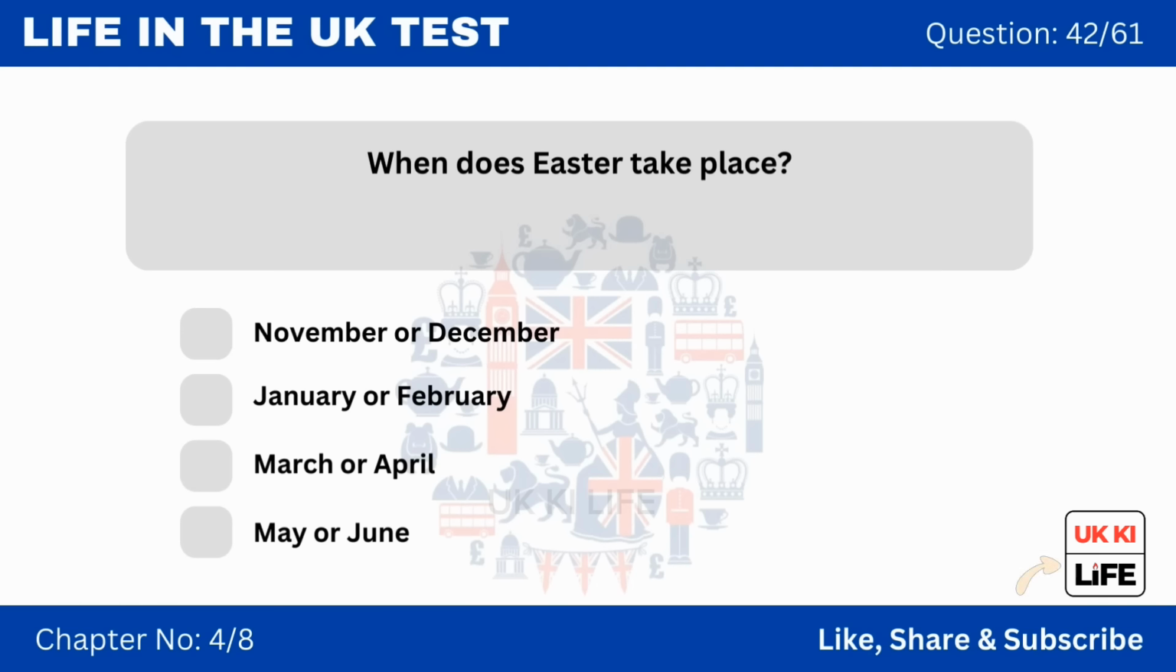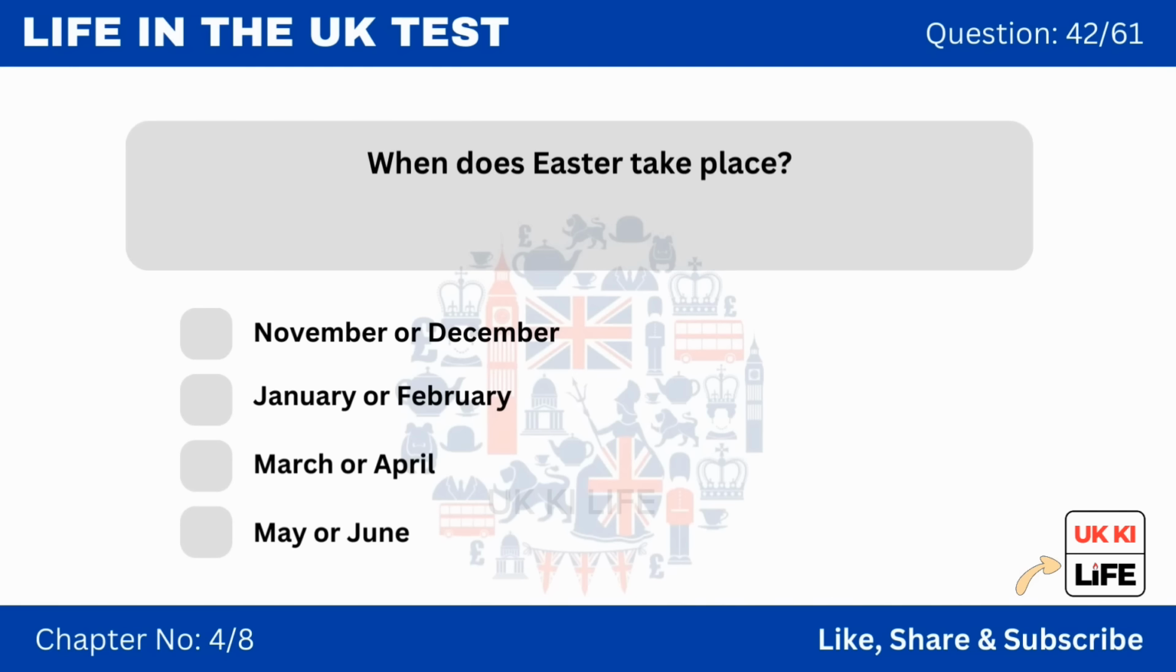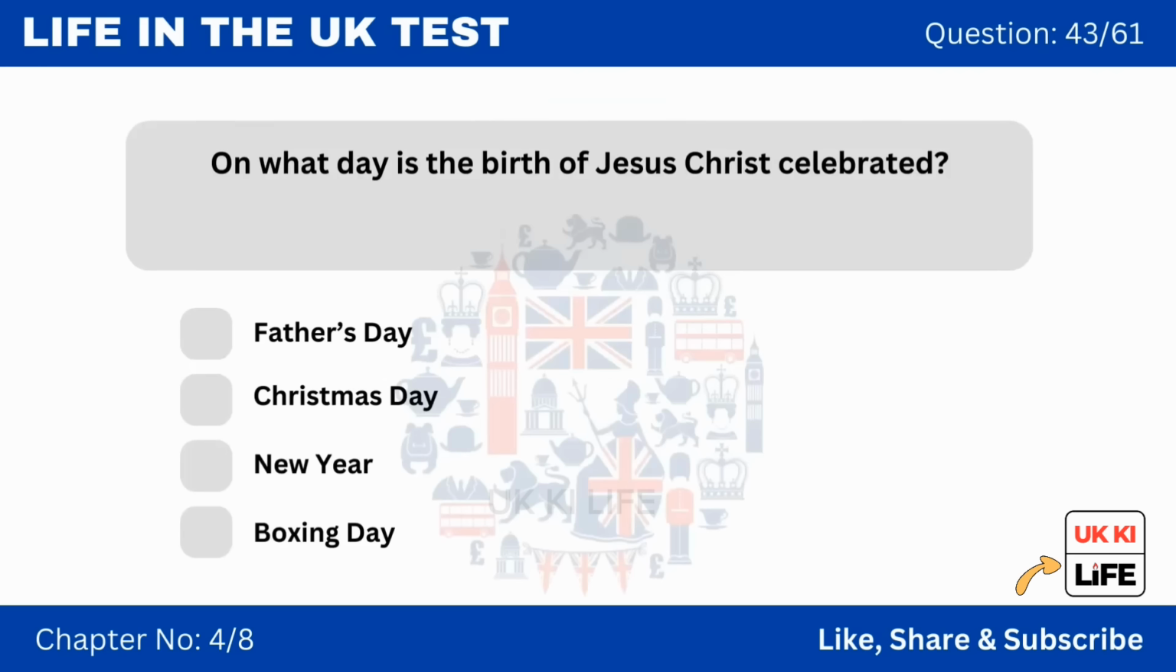November or December? January or February? March or April? May or June? The correct option is C. Explanation. Easter takes place in March or April. Question 43. On what day is the birth of Jesus Christ celebrated?